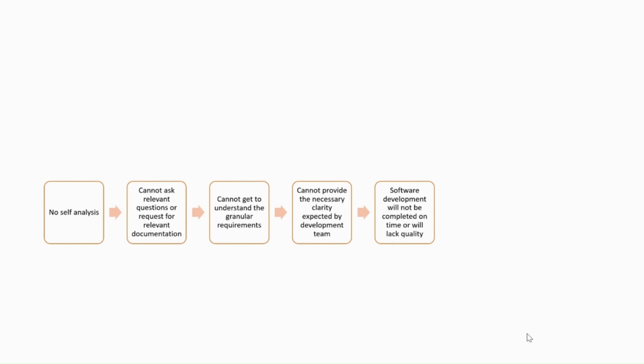As a result of this, the software development that is done by the development team will not be completed on time or will lack quality. This means the business expectation from the project is not met. And as a result of this, the project will be considered as a failure. In this way, we can understand the criticality of each of the activities that is done by a business analyst for the success of a project.